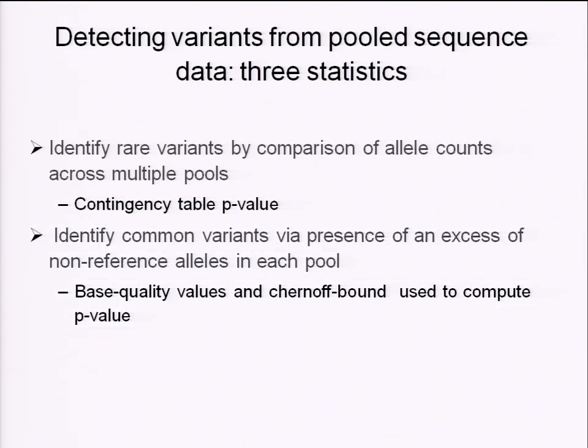Looking for the success of non-reference alleles in each pool, and the base quality values. And third, finally, we also use the number of individuals to filter false rare variants.